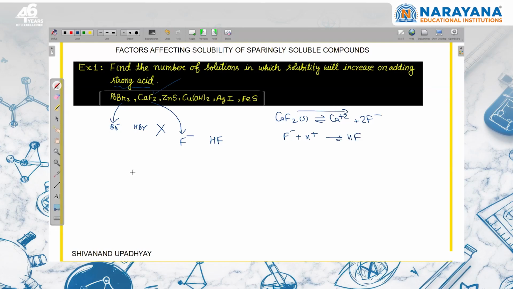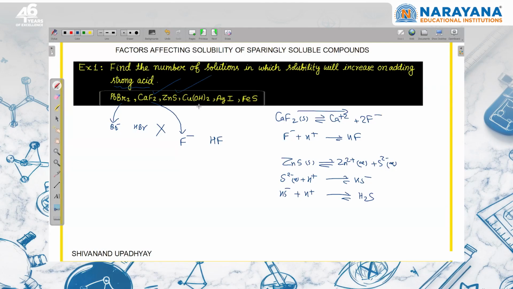तो इसकी solubility बढ़ेगी. Similarly, ZnS is a salt of weak acid. Sulfide ion is coming from H2S. So this equilibrium is there, Zn2+ ion in aqueous state plus sulfide ion in aqueous state. And if we are adding H+ ion, there is an effect of pH on this salt because it will combine with H+ ion to form HS- ion. This HS- ion will further combine to form H2S, right? So we can say here that the solubility is going to increase.